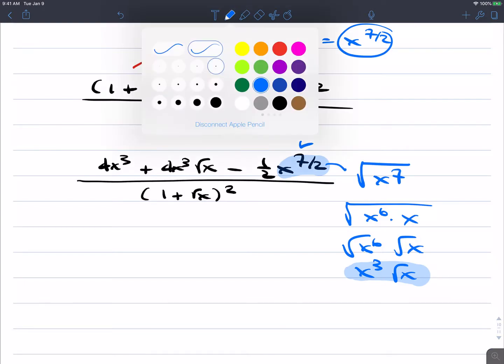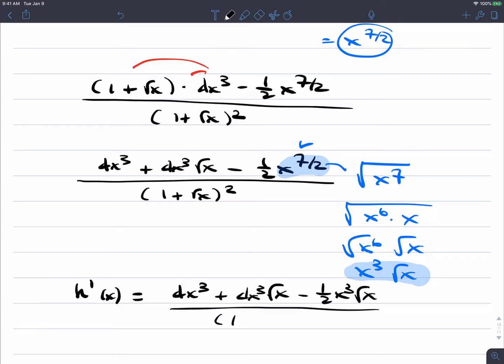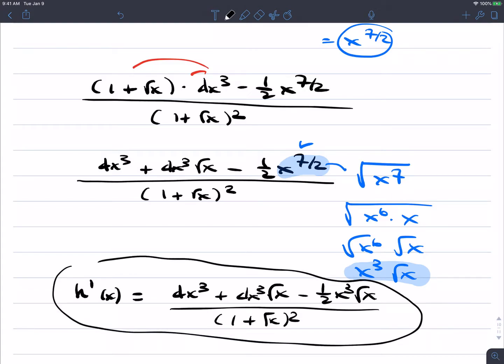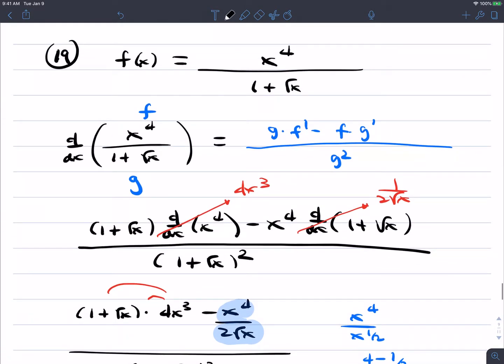So here's our final answer. h prime of x will become 4x cubed plus 4x cubed square root of x minus 1/2 x cubed square root of x, everything over 1 plus the square root of x to the 2nd power. And you're done. This is number 19.